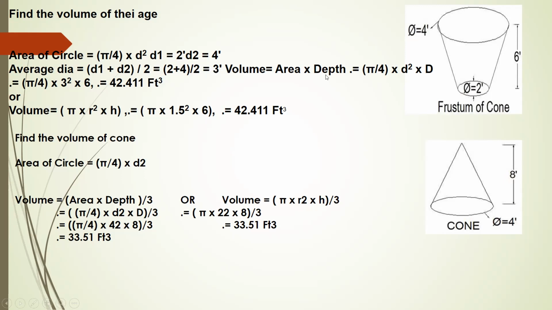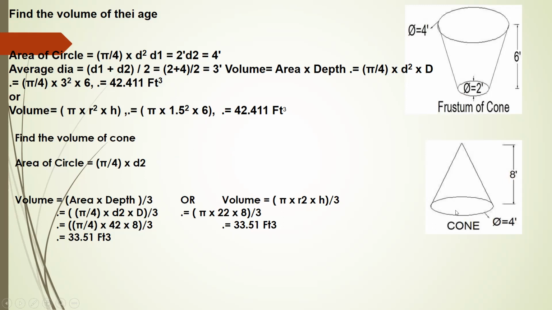Volume is equal to area into depth. That is pi by 4 into d square into d. That is pi by 4 into 3 square into 6. That is 42.11 cubic feet. Or pi into R square into H, that is pi into 1.5 square into 6, which is 42.11 cubic feet.